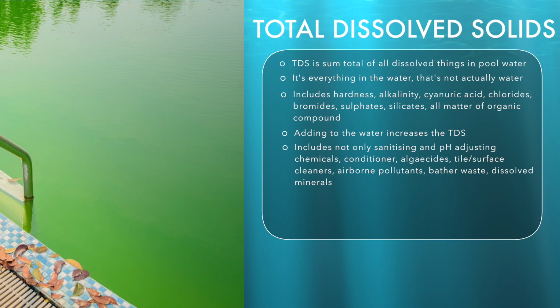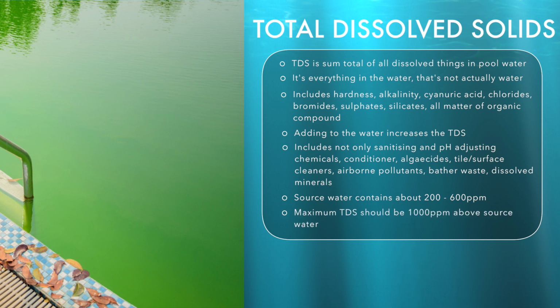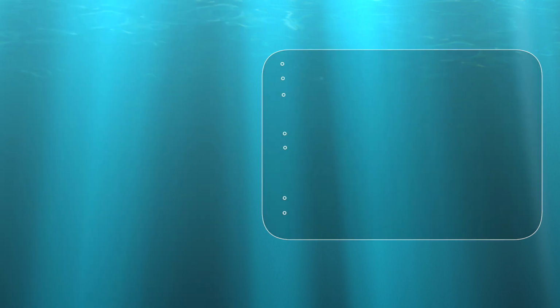This includes not only sanitizing and pH adjusting chemicals, but also conditioner, algicides, and tile surface cleaners. It includes airborne pollutants and bather waste, as well as dissolved minerals in the water. Source water contains about 200 to 600 parts per million. The maximum TDS should be 1,000 parts per million above the source water level.